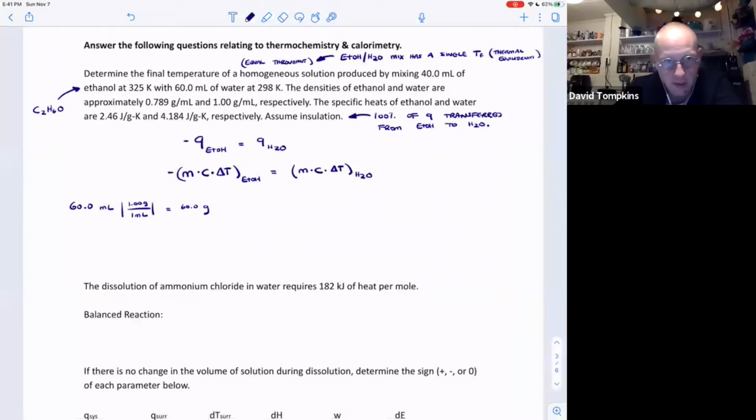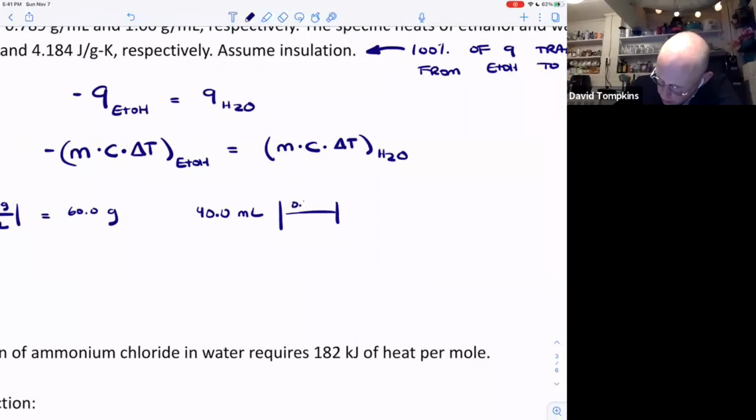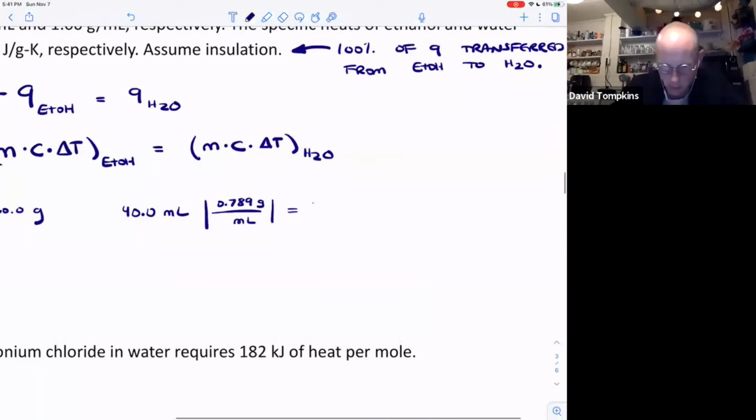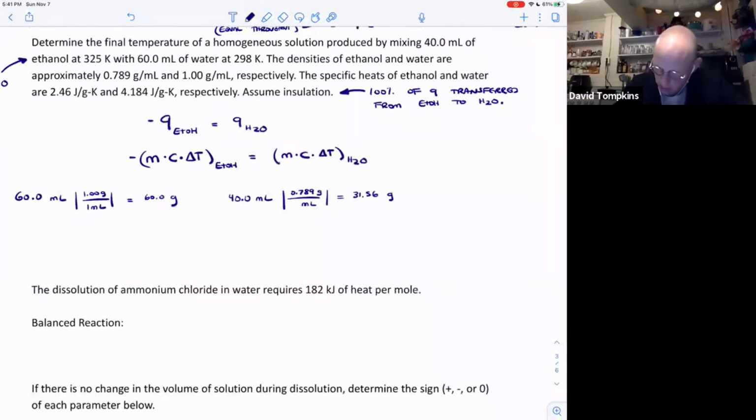Same conversion can be done for ethanol. It's originally 40 mL of the mixture, and it has a lower density, 0.789 grams per mL. So if you multiply those, you'll get 31.56 grams of ethanol.